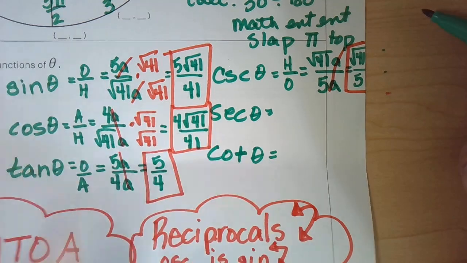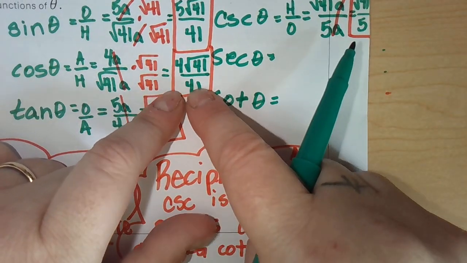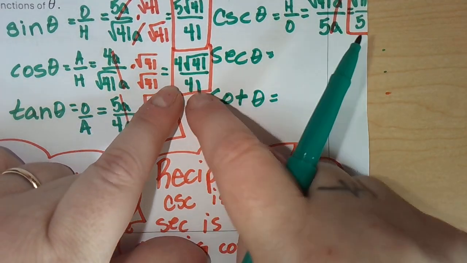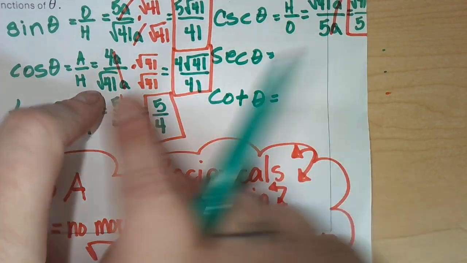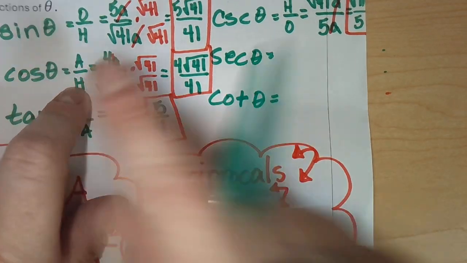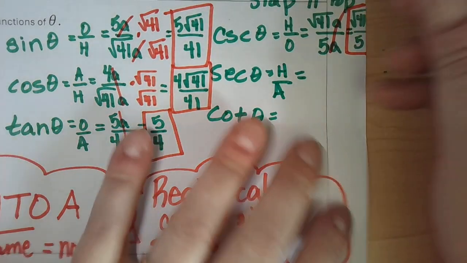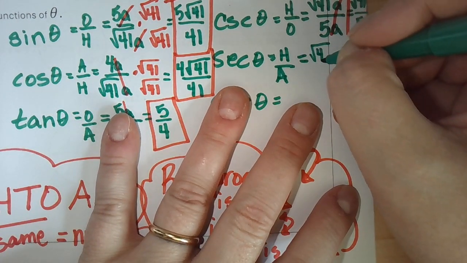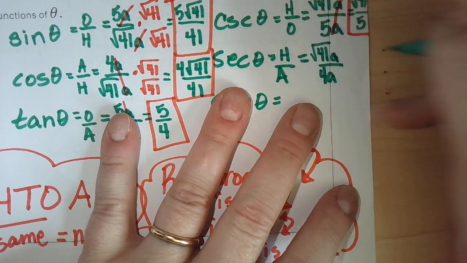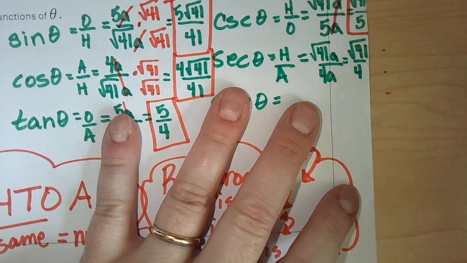All right, secant is the upside down of cosine, but again, I don't want to flip the aftermath of cosine because it's so dirty. Look, it has a square root and two 41s. Instead, let's flip the beginning of cosine. So instead of CAH, we get H over A. Ha ha ha. And we have square root 41a on top, all over 4a on bottom. The a's cancel, and we get square root of 41 over 4.